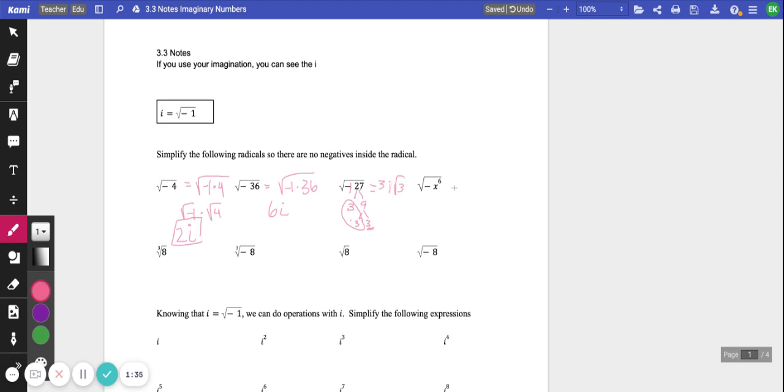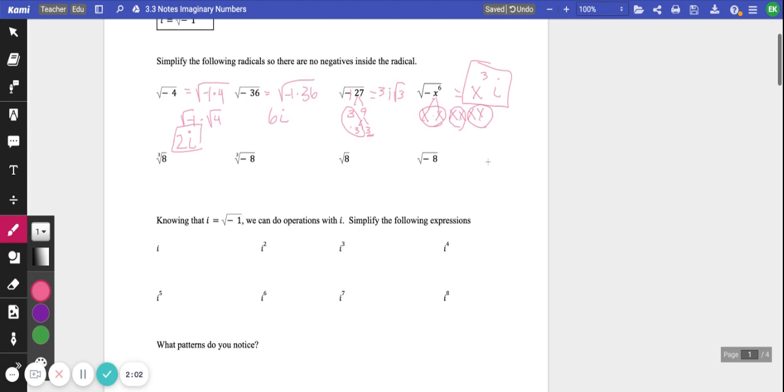Okay, what about over here? So again, the negative is going to become this i, and then x to the 6 is x times x times x times x times x times x. So I have 1 pair of x's, 2 pair, 3 pair. So that is going to equal x to the third power, because you have x times x times x times i from the negative.